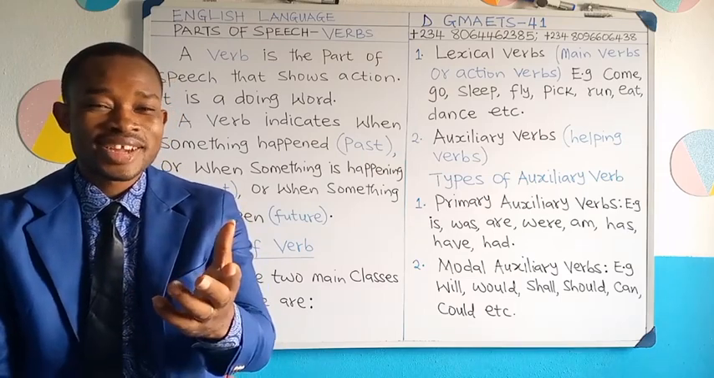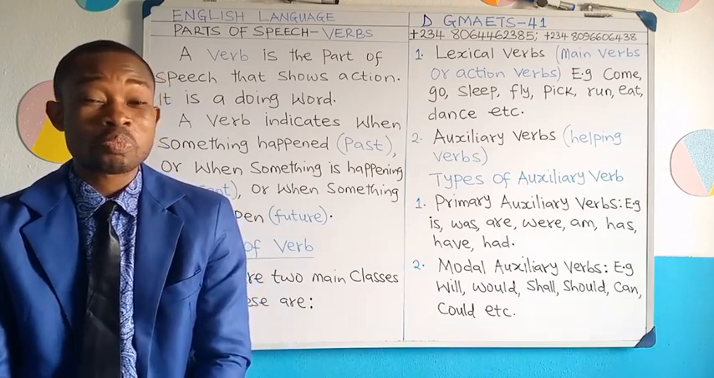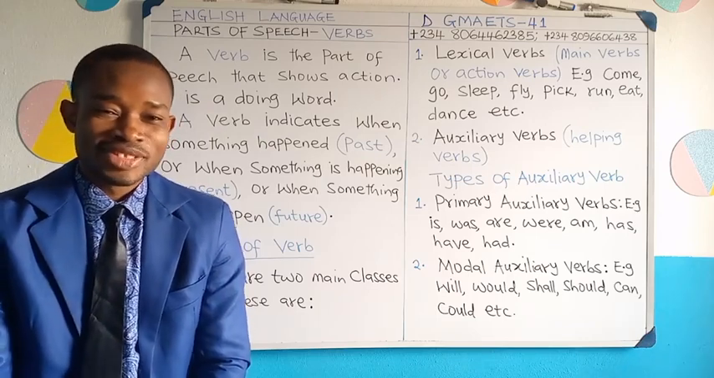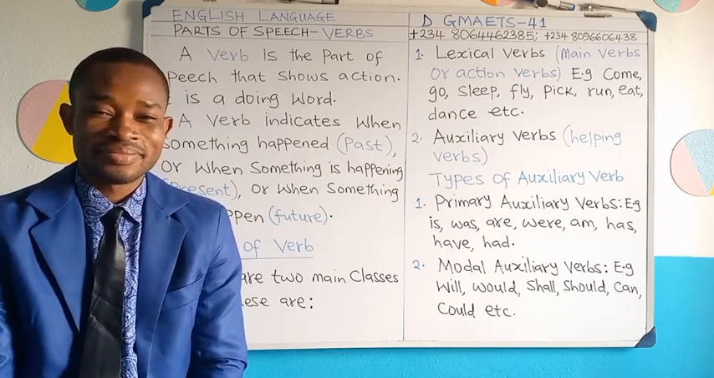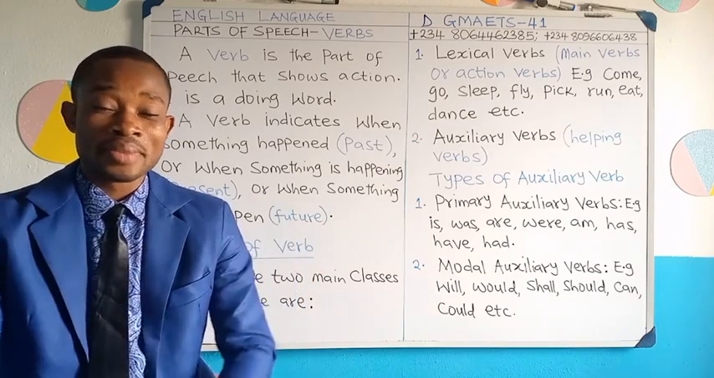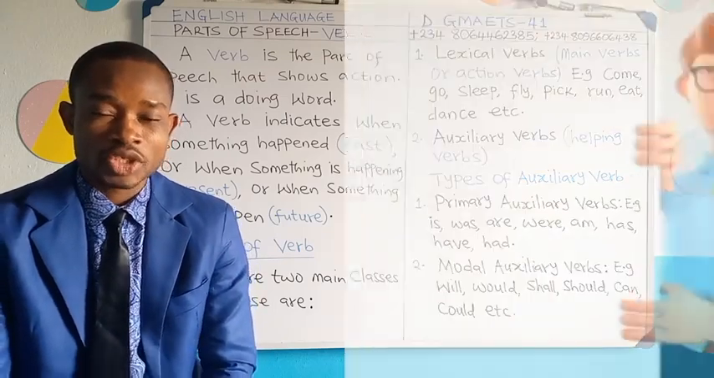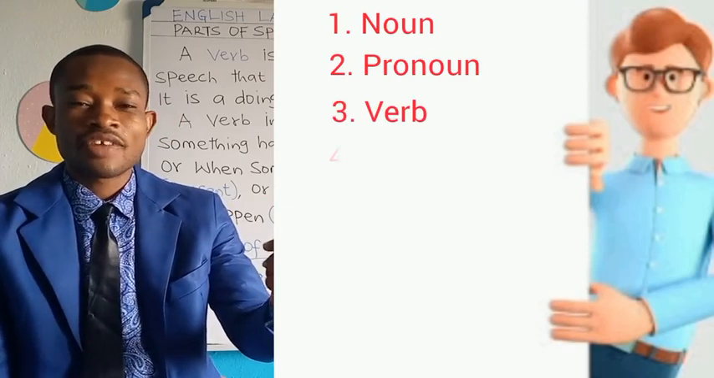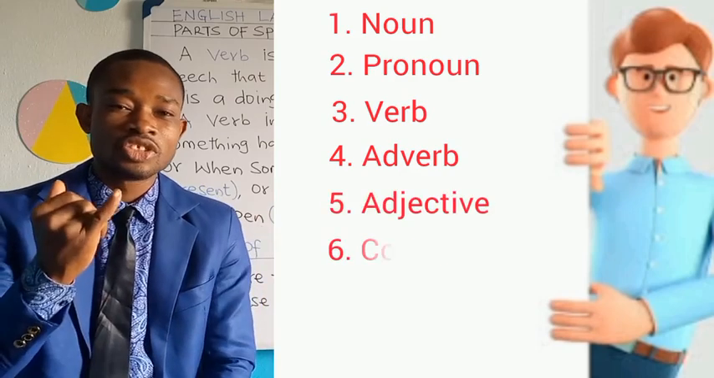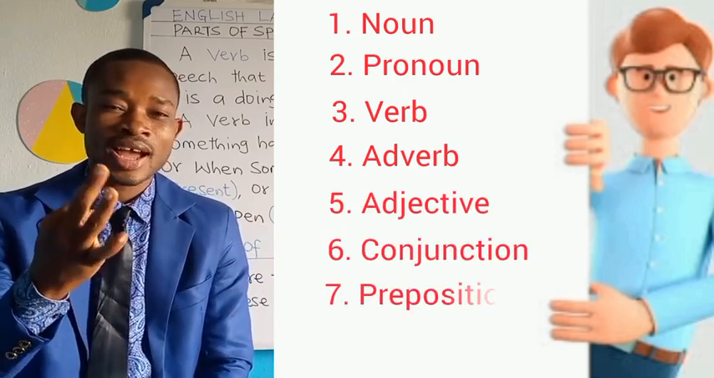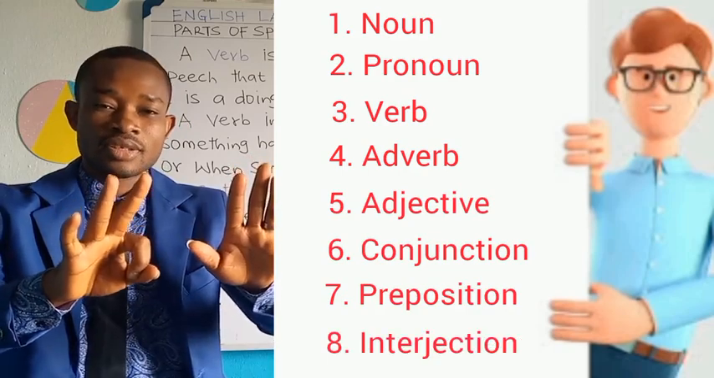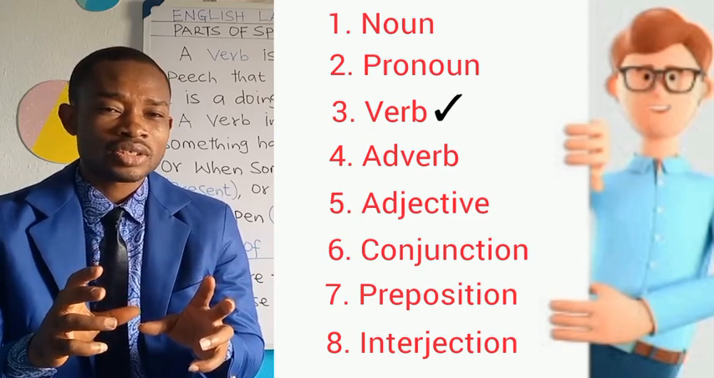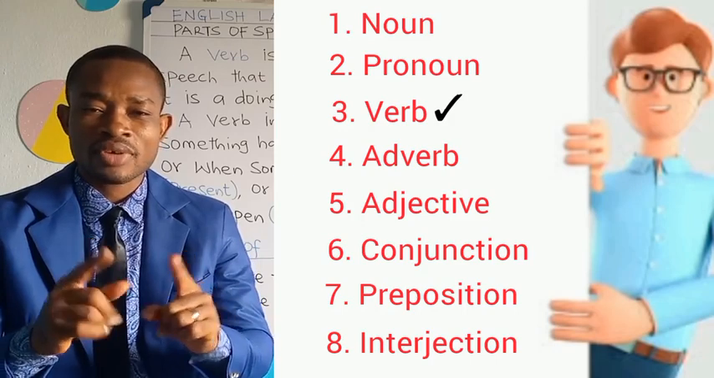In this video, I'll be teaching you a very important part of English language, a part of speech known as the verb. Now you would likely remember that there are 8 parts of speech: noun, pronoun, verb, adverb, adjective, conjunction, preposition, and interjection. 8 parts of speech. Verb as a part of speech is very, very important.